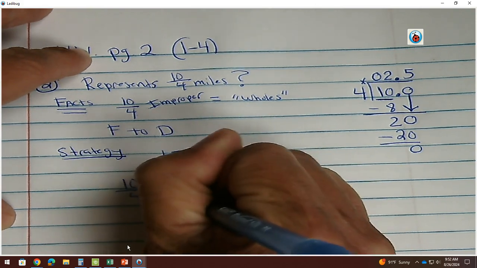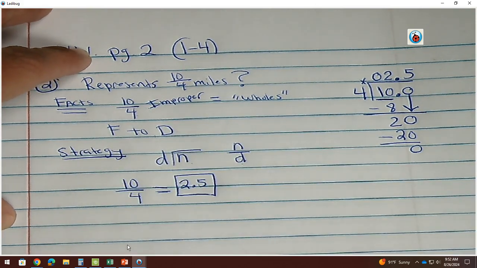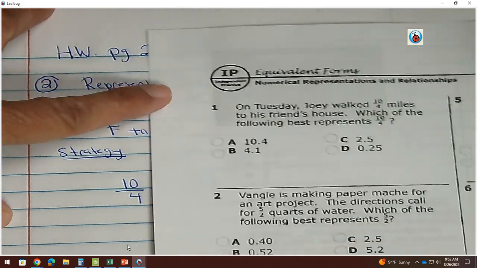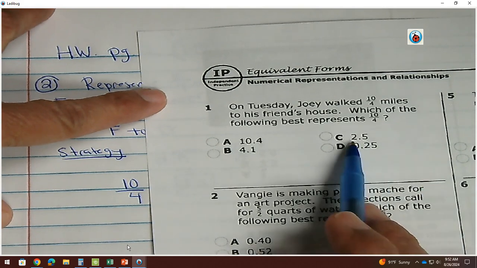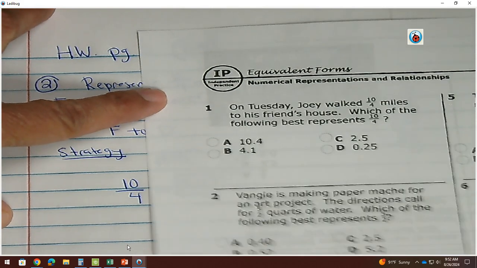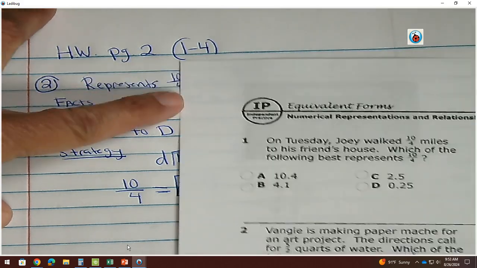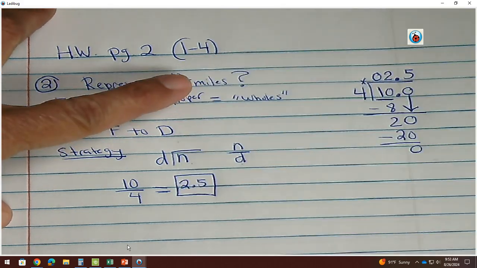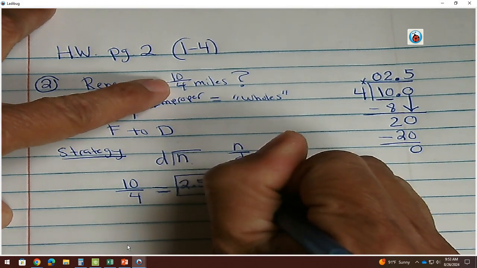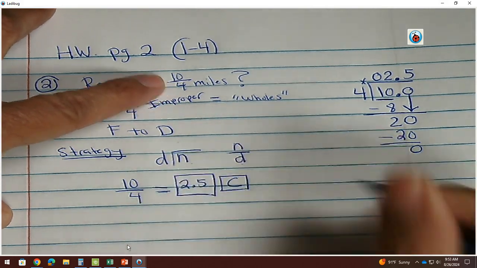And then we box our answer. I can go back to my choices. Here are my choices. 2.5 is there, so I know that letter C is the answer I'm going to select. So I'm going to put letter C here, and I'm going to box it.